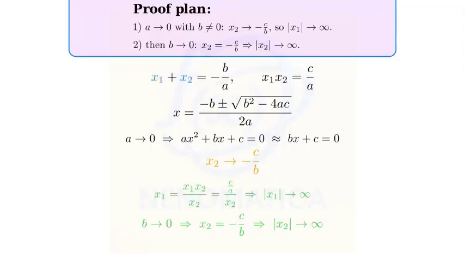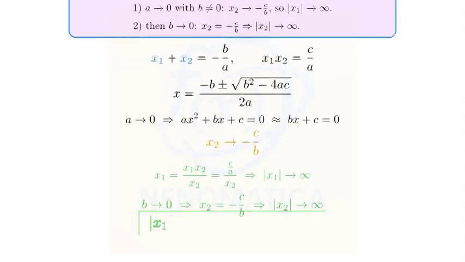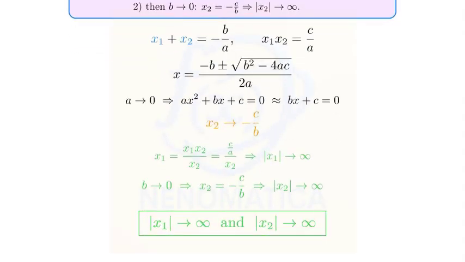Stage 2. Now, let b approach 0. The finite root from stage 1 was negative c over b, so its magnitude also diverges. Thus, both roots have magnitudes that go to infinity. Conclusion. As a goes to 0 and b goes to 0 in the quadratic ax squared plus bx plus c equals 0, the absolute values of both roots tend to infinity.